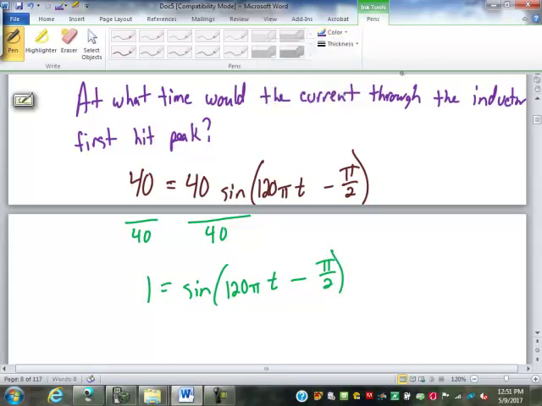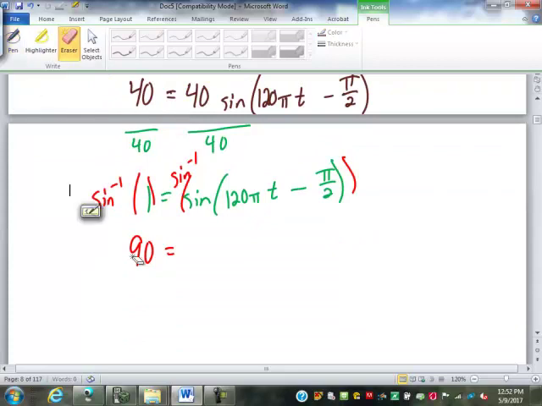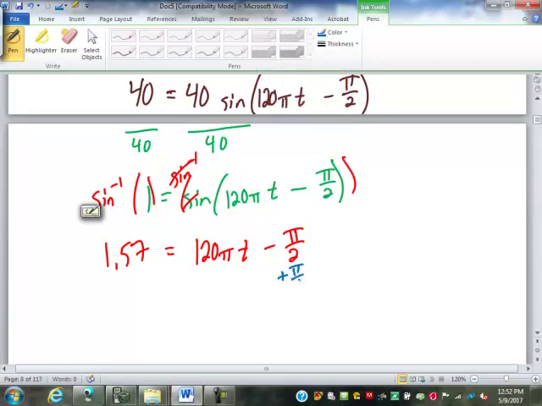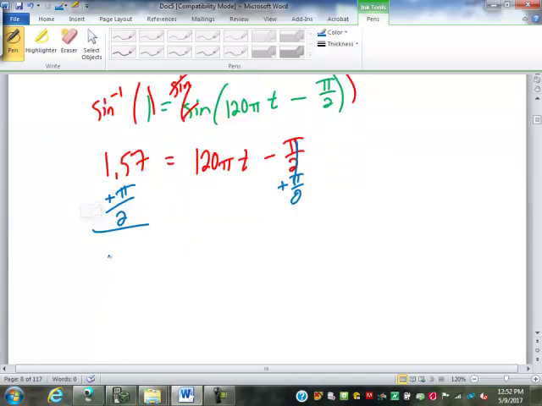Then what do we have to do? We do an inverse sine. Well, inverse sine of 1 is, yeah, it's 90 degrees, but it's pi over 2, right? 1.57 is what it comes out to be on the calculator. So here the sine cancels out. This is 120 pi t minus pi over 2, right? If I add pi over 2, 1.57 plus pi over 2 is 3.14. In other words, it's pi.